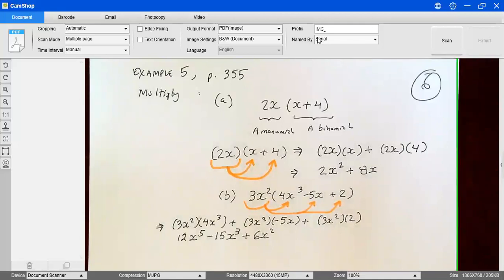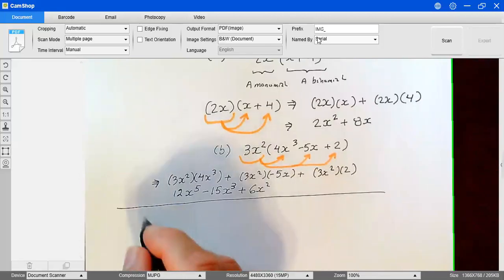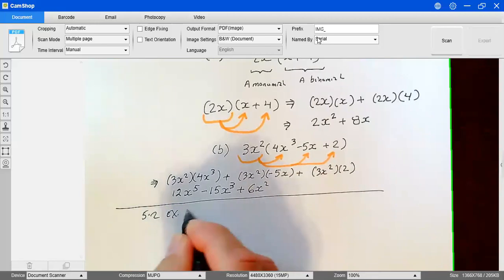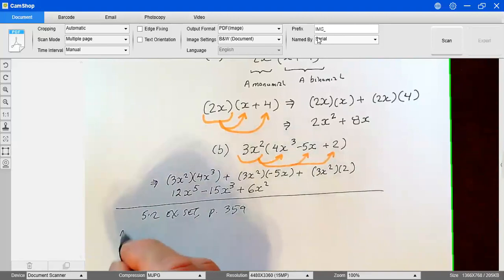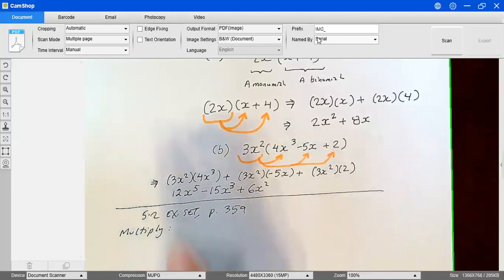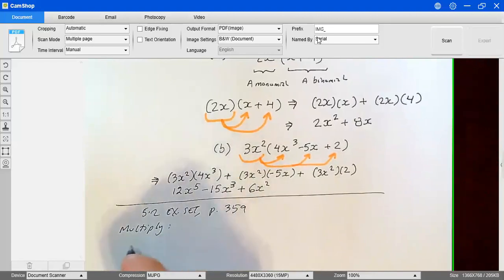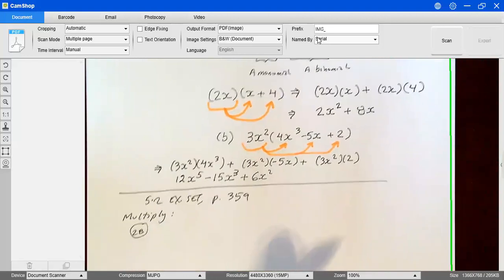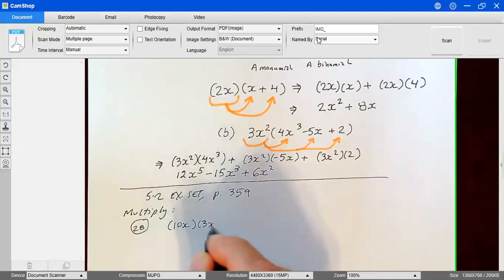So you're going to work now a set of problems. The exercise set, this is 5.2 exercise set on page 359. So you're going to multiply the following problems. So we have 28. You just multiply 10x and 3x squared.